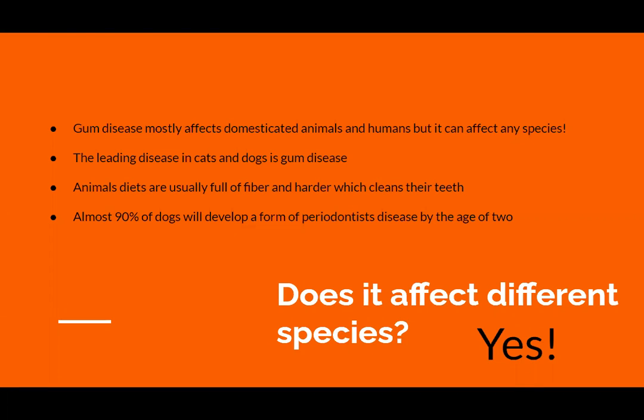The reason why domesticated animals don't really have to brush their teeth is because their food is full of fiber and they're usually harder, so they spend more time eating it, which can clean their teeth. Wild animals have the same things. They don't have the sugars and carbohydrates that we have in our food that affect our teeth more.